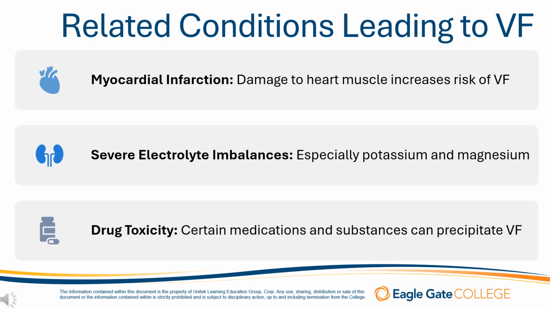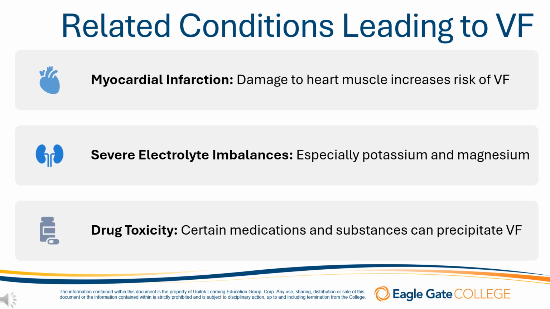Magnesium plays a role in stabilizing cell membranes and regulating the movement of calcium and potassium. Low levels can increase the risk of arrhythmias, including torsade de pointes, which can progress to VFib. Electrolytes are essential for maintaining the electrical stability of cardiac cells. Imbalances disrupt the electrical gradients, making the heart susceptible to abnormal rhythms like VFib.